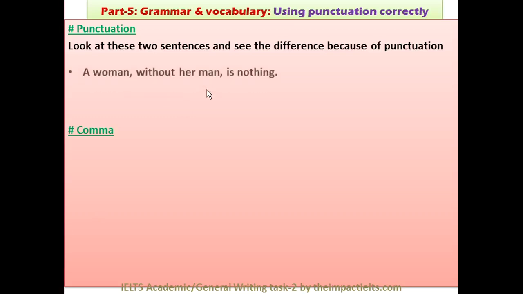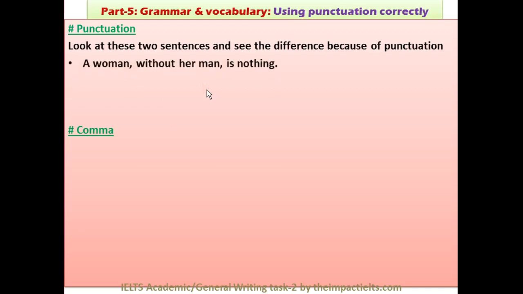Let's see this example, right? A woman without her man is nothing. You can see there are two commas there. The same sentence: a woman, without her, man is nothing. You can see the way we speak is even different. So we're saying if a woman doesn't have her man, she is nothing. But the other one is actually saying man is nothing.